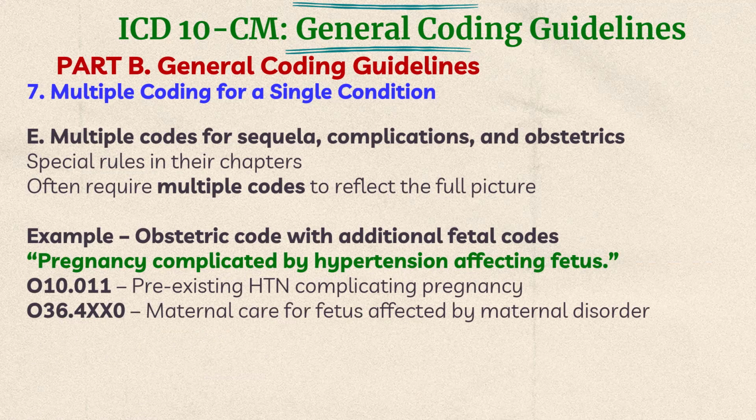Fifth scenario, that is E, multiple codes for sequelae, complication, and obstetrics. So here special rules in their chapters often require multiple codes to reflect the full picture. For example, obstetric code with additional fetal codes. The provided documentation is like this: pregnancy complicated by hypertension affecting fetus. So here you have to code O10.011, that is pre-existing hypertension complicating pregnancy, and O36.40X0, that is for maternal care for fetus affected by maternal disorder.